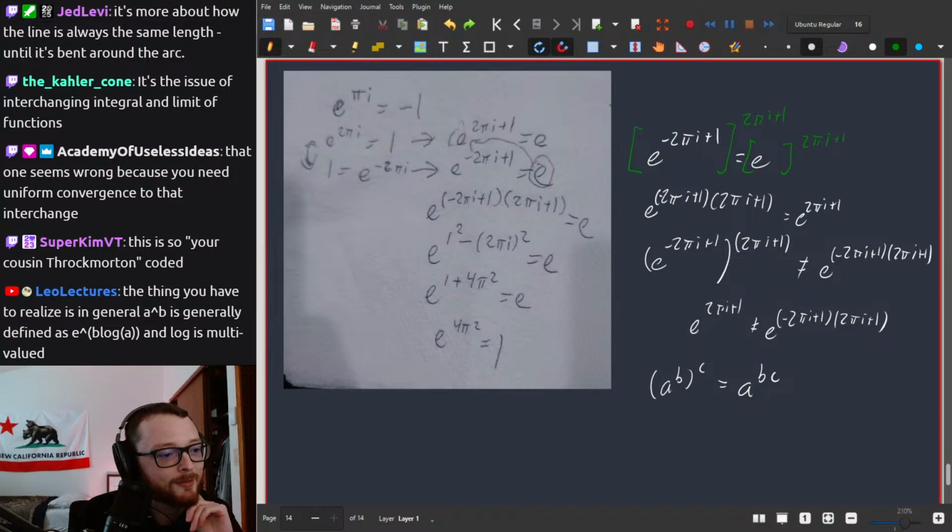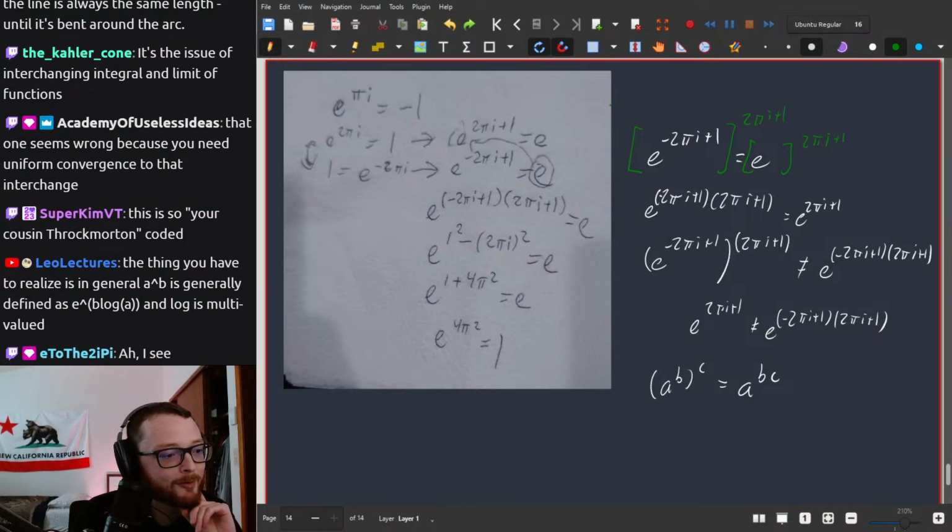Oh, okay, Jed. Yeah, it's been a minute since I've thought about it. The issue of interchanging integrals and limits. Okay. It seems wrong because you need uniform convergence to do that interchange.